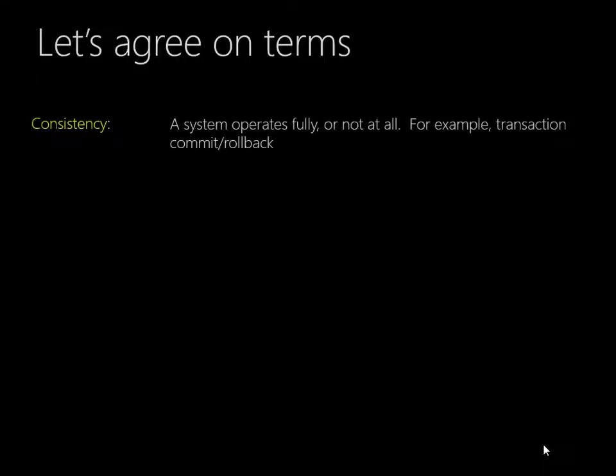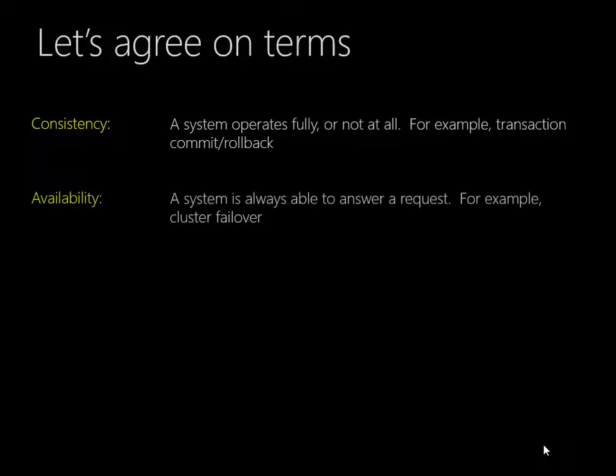If a system is consistent, it means it operates fully or not at all. A good example of this that we're probably all familiar with is transaction commit and rollback. As we update a system and we update three different tables, if we can't update all of the tables, then all the changes come back. If we're trying to update an order detail table and an order header that has a total, if we can't update the details, then we can't update the header either. That would be a consistent system.